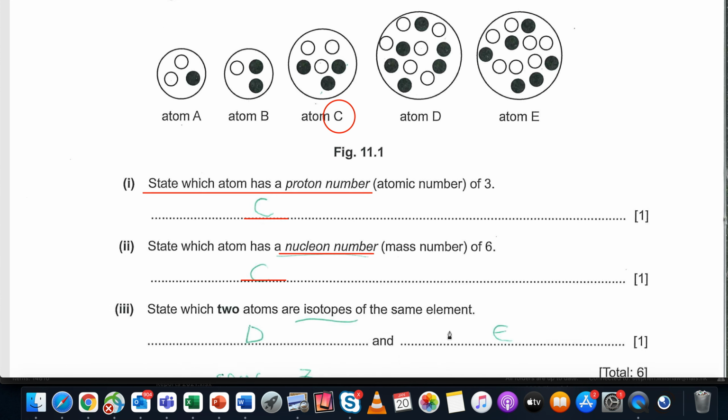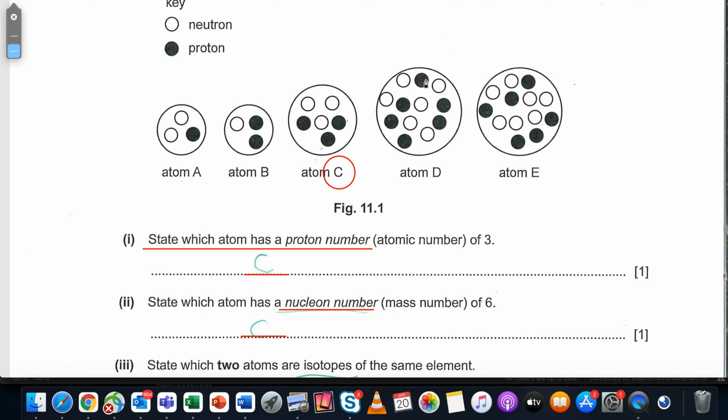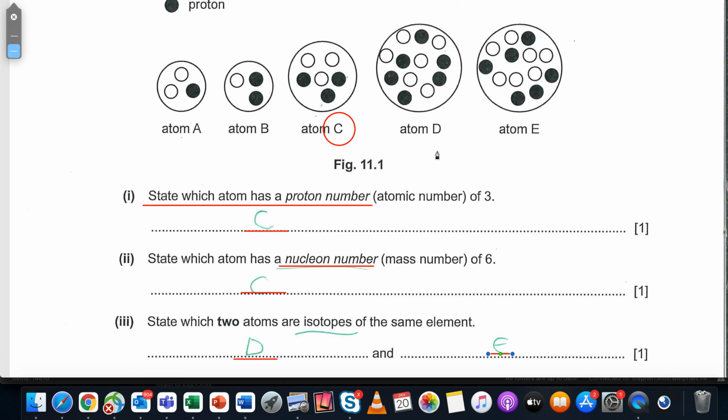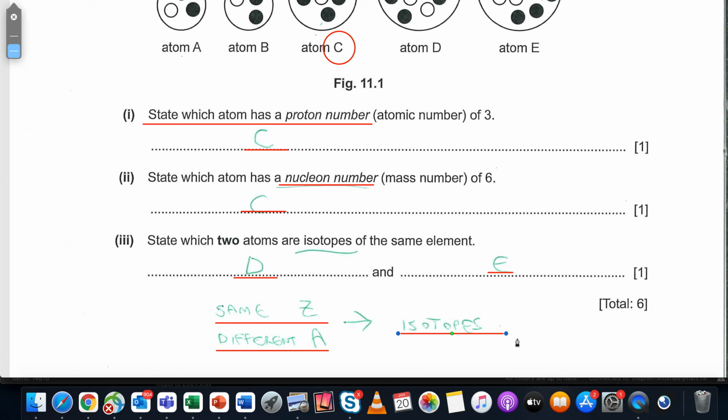We've got to remember what an isotope is. An isotope has the same Z, so the same number of protons, but a different A, in other words, a different nucleon number. And the answers here are D and E. Why? Well, we said at the beginning, we have a proton number of 6 here and 6 here, so they've each got 6 protons. However, they have different numbers of neutrons. In this case we had 6 neutrons, in this case 7 neutrons. This is actually carbon 12 and carbon 13. They are the same element, but they are isotopes because they have different mass numbers or different nucleon numbers.